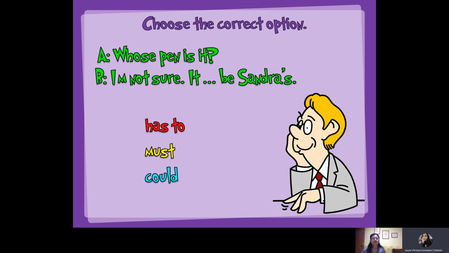¿Y must be Sandra's? Tampoco, porque must es para deducciones y es cuando tú dices debe ser de Sandra. It has to es tiene que ser de Sandra. It must debe ser de Sandra. Pero aquí no estamos diciendo ni it has ni it must. Entonces, no está segura. ¿Cuál sería?